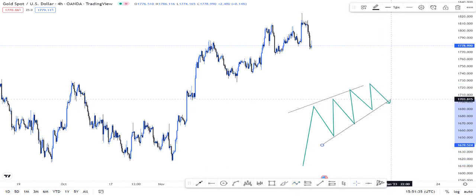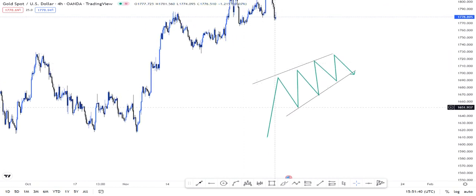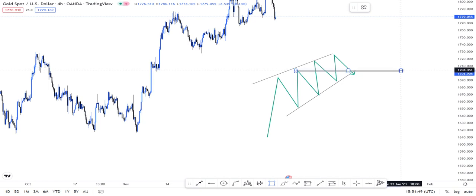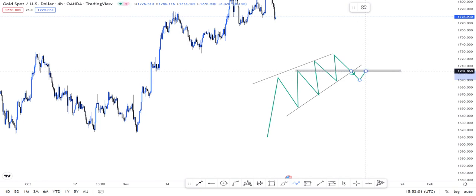How do we trade this? We can't just enter, because the market can hit our stop loss and go in the opposite direction. So how do we trade this one? Check this out, guys. I'm just going to indicate this area. This area is my point of interest. What am I waiting for? I'm waiting for the market to break this area, retest it, and then push to the downside.